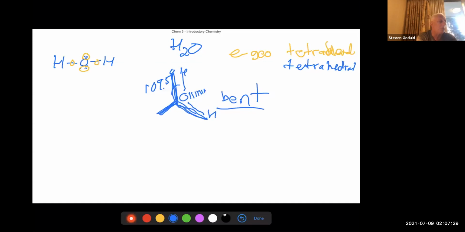And there's one more I consider. NH3, ammonia. NH3 is nitrogen, hydrogen, hydrogen, hydrogen, and 2 dots. So you have an electron geometry of tetrahedral. We have 4 things around it. Okay, there's 4 negative groups. So the electron geometry is tetrahedral.